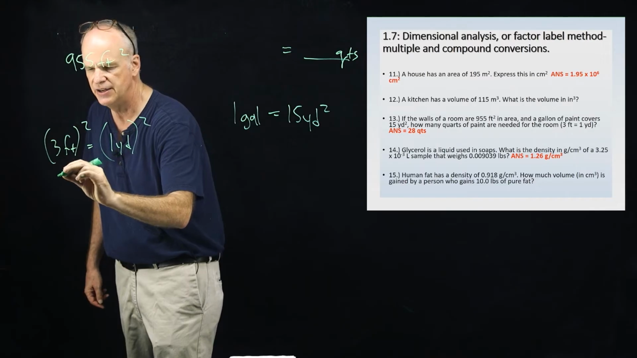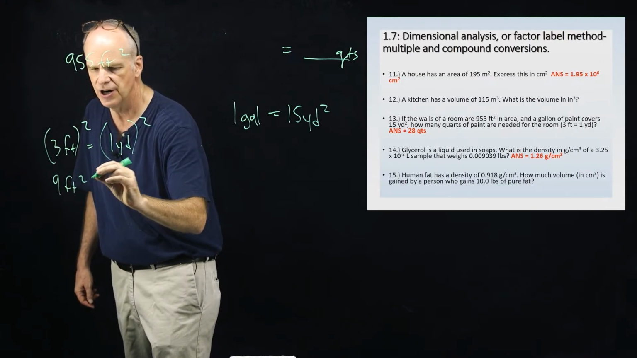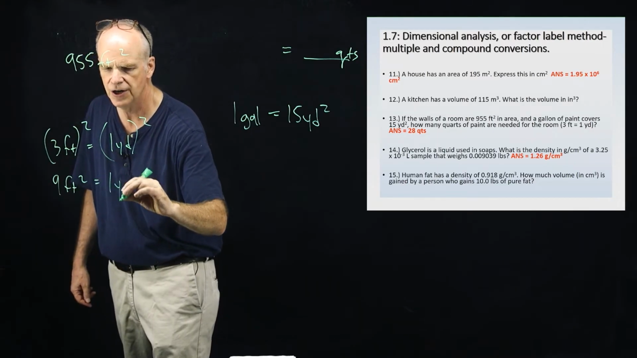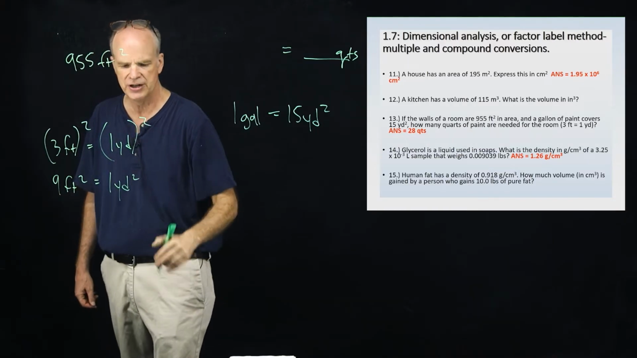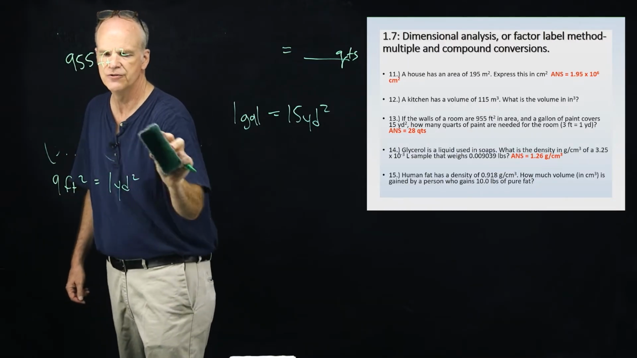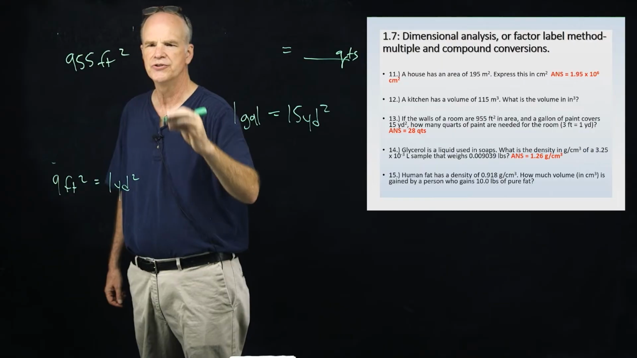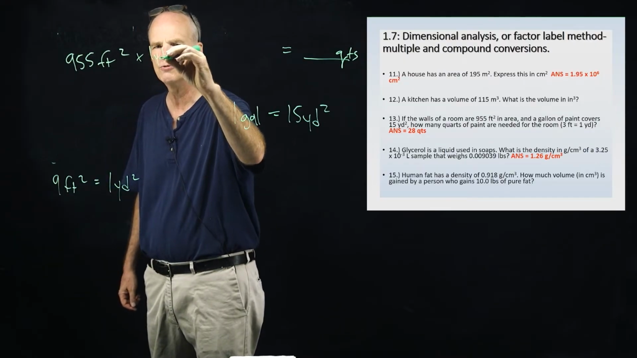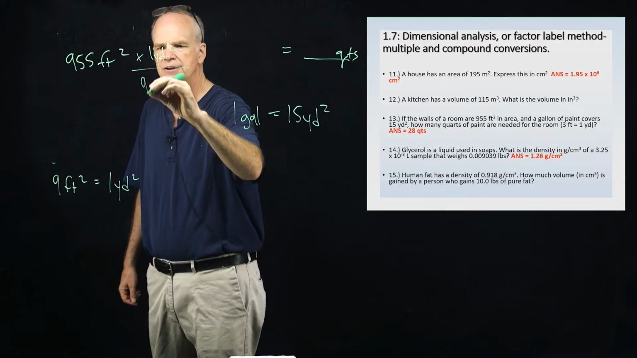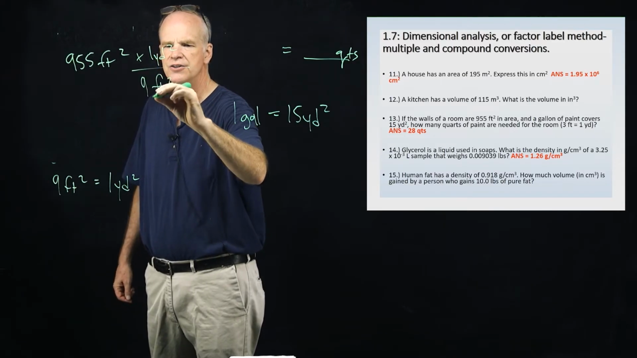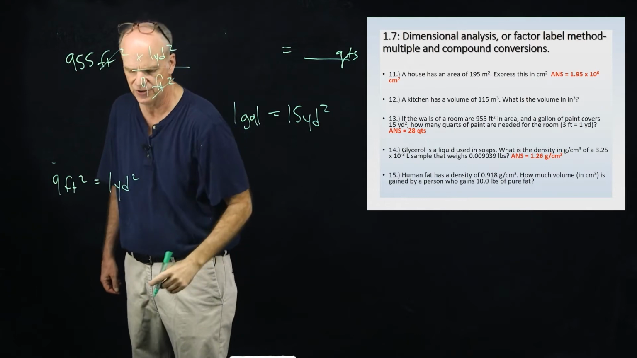And now I see that 9 feet squared is equal to 1 yard squared. So it looks like I can go ahead and use that conversion to take that area in feet squared and convert it to yards squared. So it's times 1 yard squared over 9 feet squared. So feet squared cancel, we have an answer in yards squared.